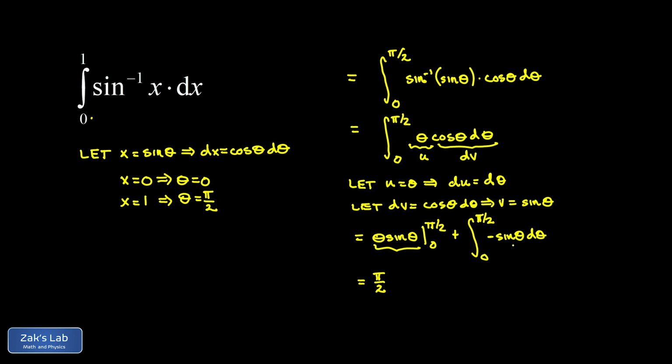Now as for this leftover integral, the antiderivative of negative sine is just cosine, so I have a plus cosine theta, and I'm evaluating that from 0 to pi over 2. When I sub in the upper limit, I get the cosine of pi over 2, which is 0, so that's gone. And then I subtract what I get from subbing in the lower limit. Well, the cosine of 0 is 1, so I end up with a pi over 2 minus 1. And this agrees with the previous answer we got, using integration by parts instead of a trig sub, so we're happy.